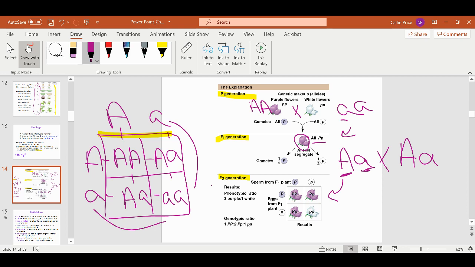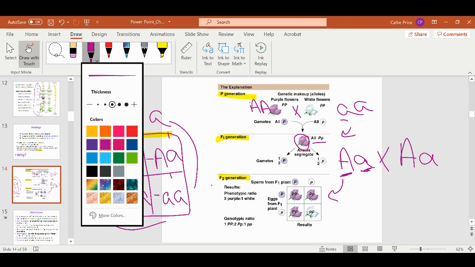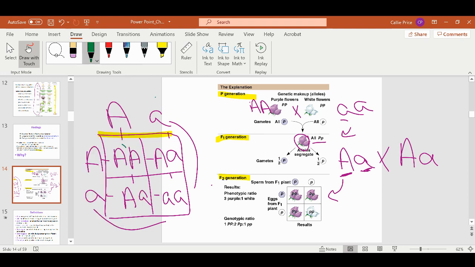So what he found is that 3 out of the 4 were carrying this big A allele. And that's why 3 out of the 4 offspring appear to be purple, whereas only one of the potential offspring, or 1/4 of the potential offspring, are carrying 2 little a alleles, which then allow this original white flowering color to be expressed again in 1/4 of the potential offspring.